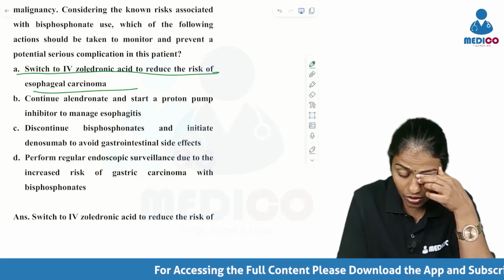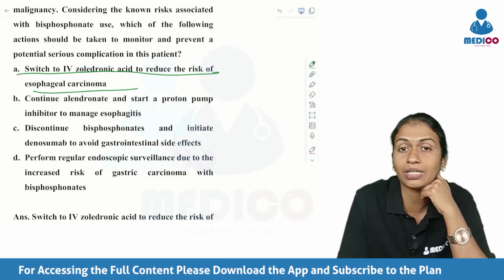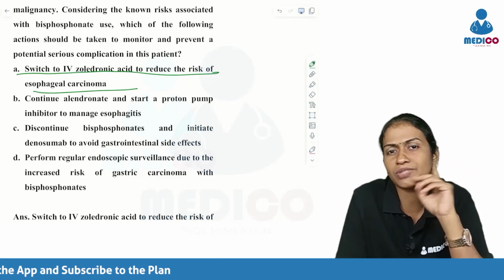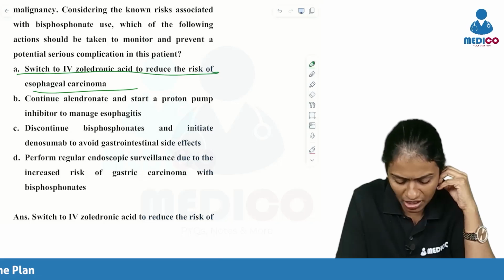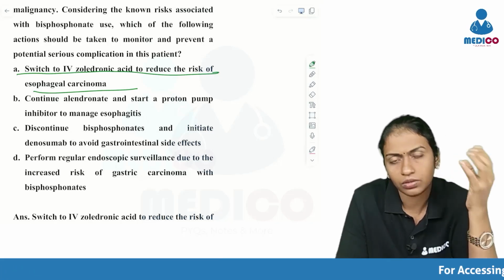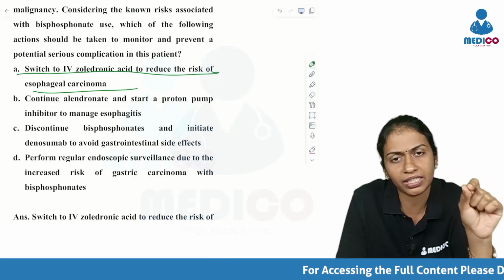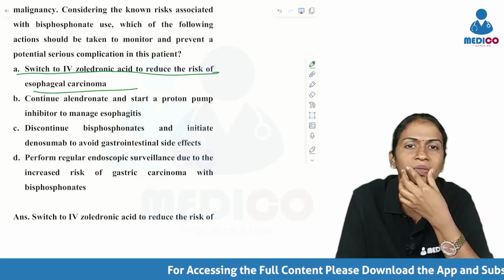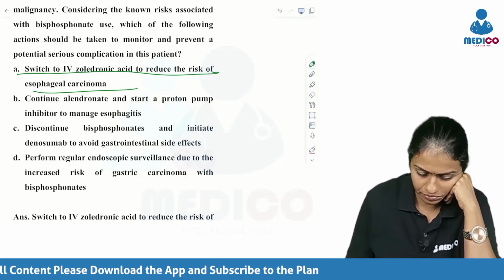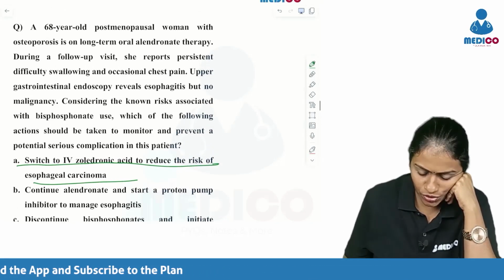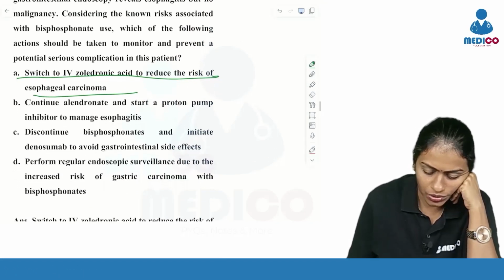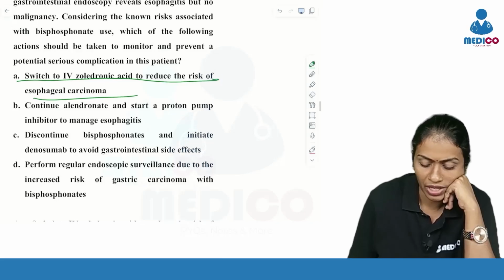Though we can start on denosumab, which is another agent, a monoclonal antibody against the RANK ligand, bisphosphonates are more efficacious. So we prefer maintaining the patient on bisphosphonates. Though we do surveillance by endoscopy, regular surveillance is not advised. Okay, so bisphosphonates, IV zoledronic acid to reduce the risk of esophageal carcinoma, which is another.